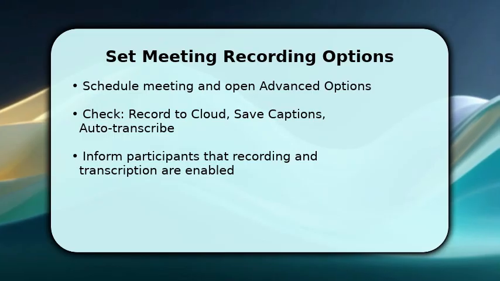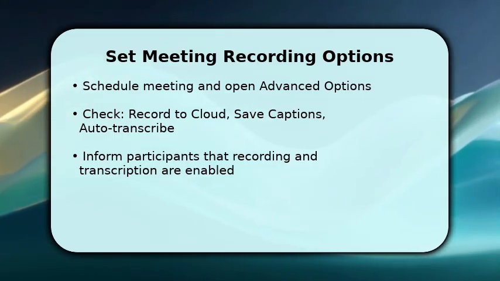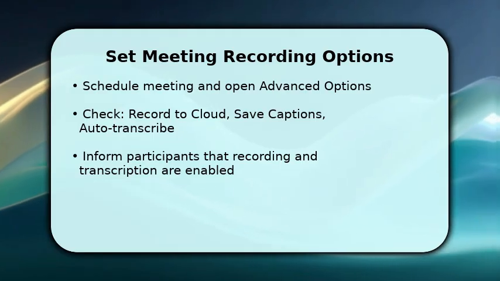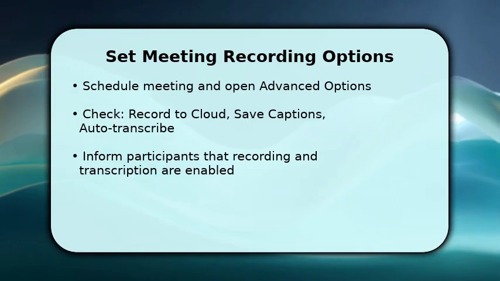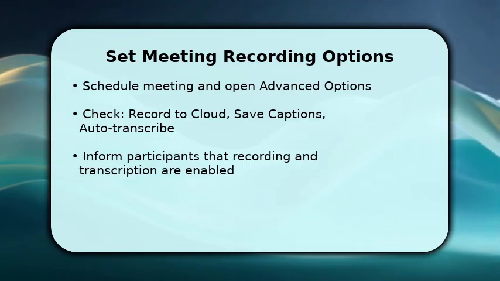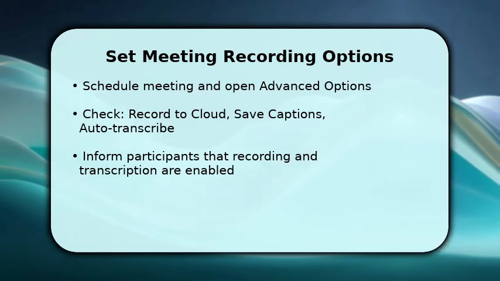Next, configure recording options when scheduling or starting the meeting. Select Record to Cloud and then open Advanced Options to ensure Save Captions and Auto-Transcribe are checked. This tells Zoom to run speech-to-text on the recorded audio. Once configured, start the meeting and hit Record to Cloud.